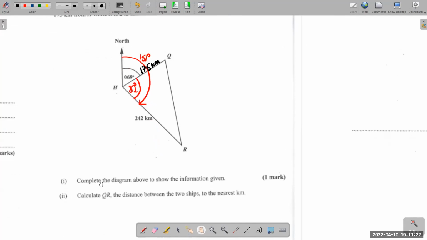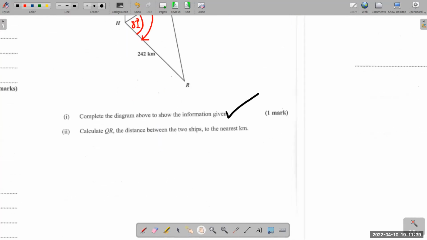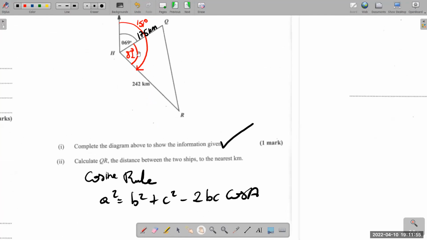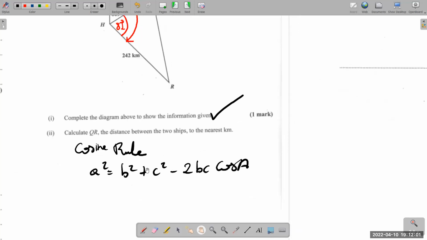Look at what they say: complete the diagram to show the information given. And guess which one they ask us to find now? QR. So we know what to do. What's the first thing you're going to write? Cosine rule: a squared equals b squared plus c squared minus 2bc cos A. You know what b is. B is one of these distances, c is the other one, cos A is that, and we know how to substitute and solve. Everybody with me?